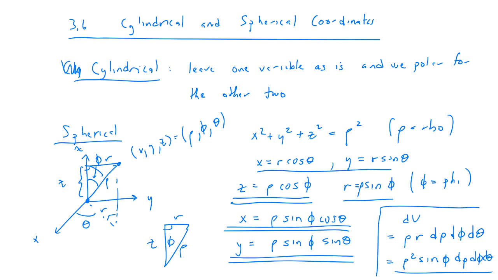So in polar, we get the extra r. In spherical, we get this whole extra rho squared sine of phi, which is rho times r. So this is all the background. So let me now do a couple.